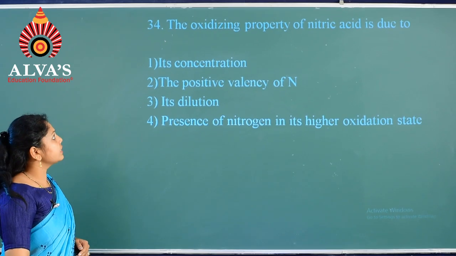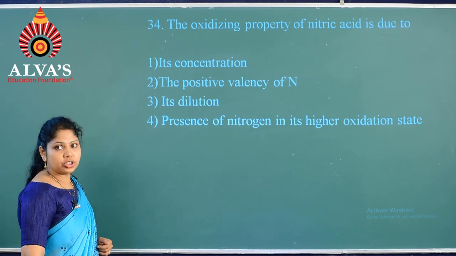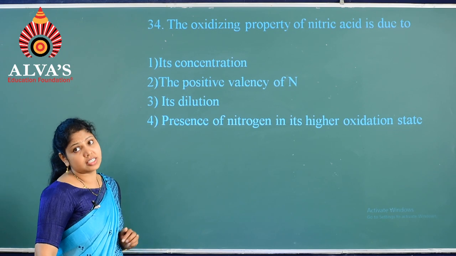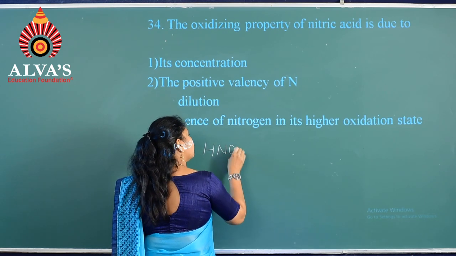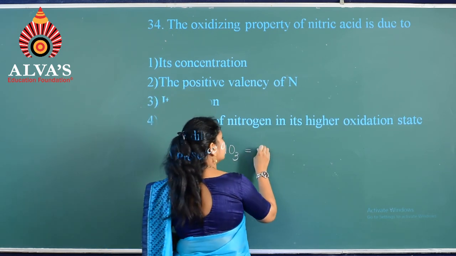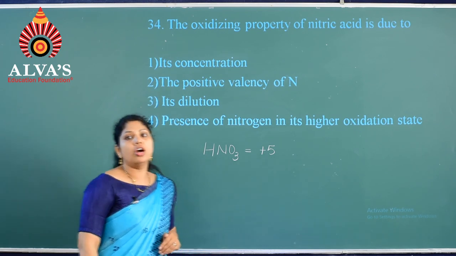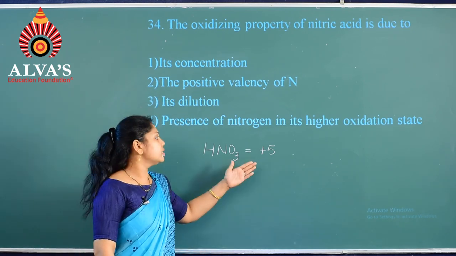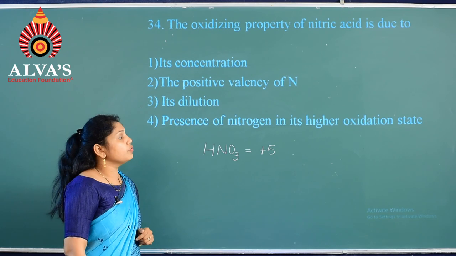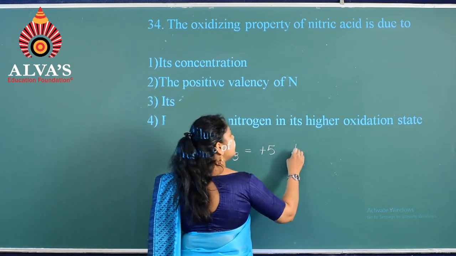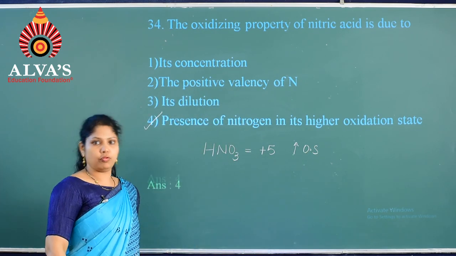Question number 34, the oxidizing property of nitric acid is due to its concentration, positive valency of nitrogen, its dilution, presence of nitrogen in its higher oxidation state. If you observe the nitric acid, the formula is HNO3, and if you calculate the oxidation state of nitrogen in this, the oxidation state of nitrogen is +5. So, this is the highest oxidation state for nitrogen. So, in the reaction, this highest oxidation state will be reduced to a lower oxidation state. So, that is why the oxidizing property of the nitric acid is mainly due to this highest oxidation state. Hence, the correct option is option number 4.